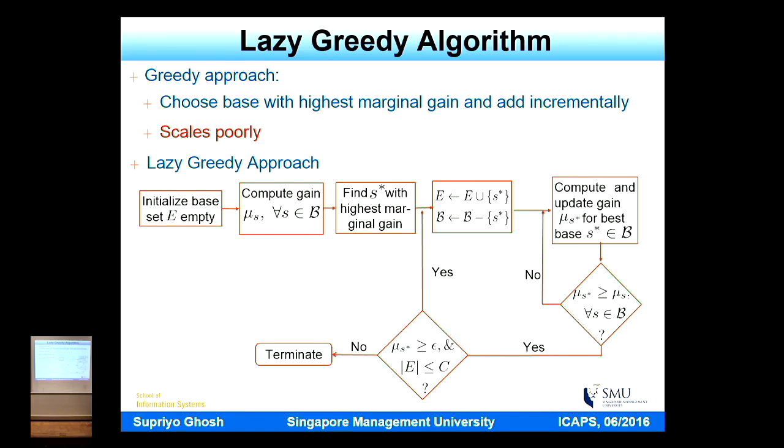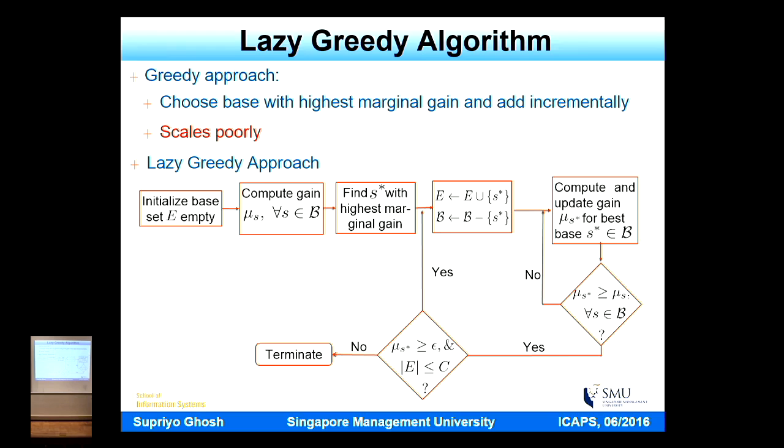But from the next iteration, we choose the base which has the highest upper bound, and we compute the marginal gain for adding that base to the existing base set. And if after updating that value, that marginal gain is still higher than the upper bound of all the other bases, then we have already found the best base without exploiting all the other bases. And then we can add that base to the resulting base set. Otherwise we continue that process with the other elements.